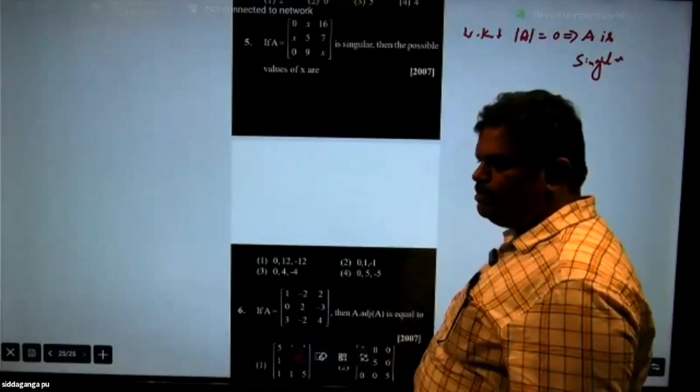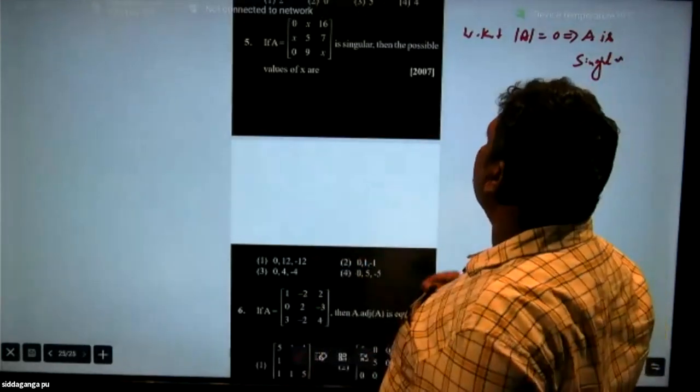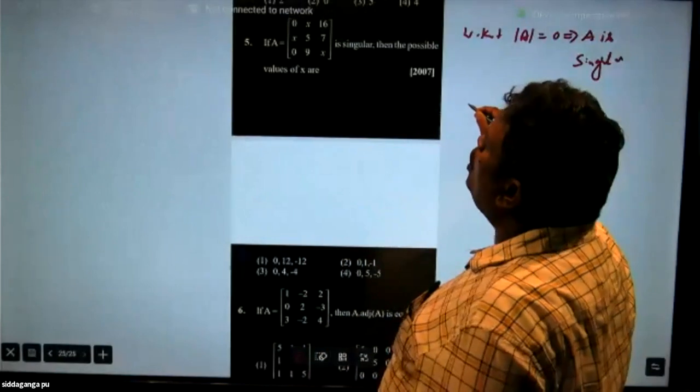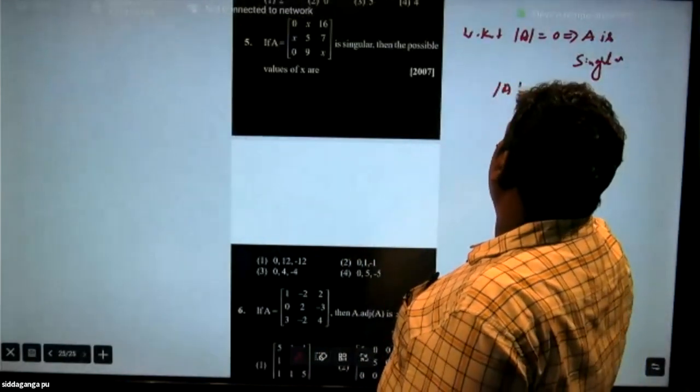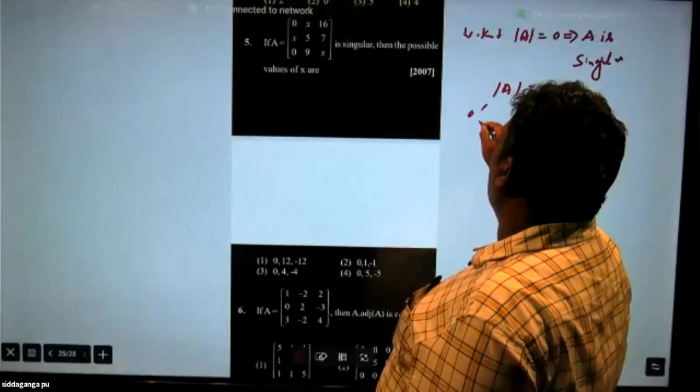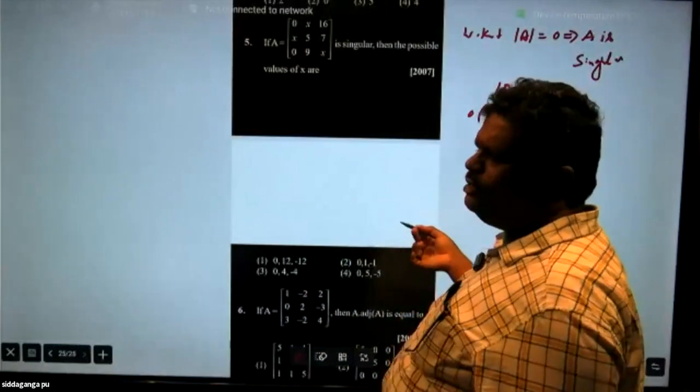A is a singular matrix. Now, that the matrix is singular, they have given that |A| is equal to 0. So now we can expand the determinant value. The determinant value of this matrix: 0 into, so 0 into anything is equal to 0.